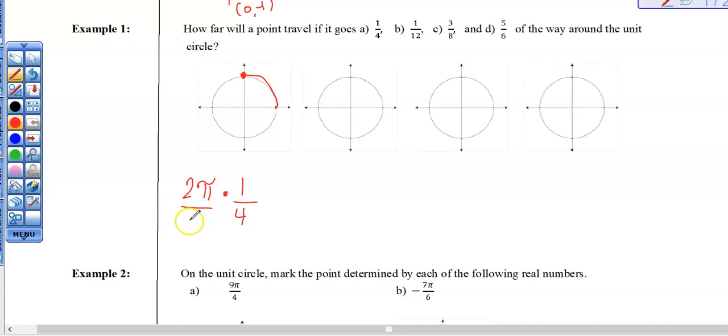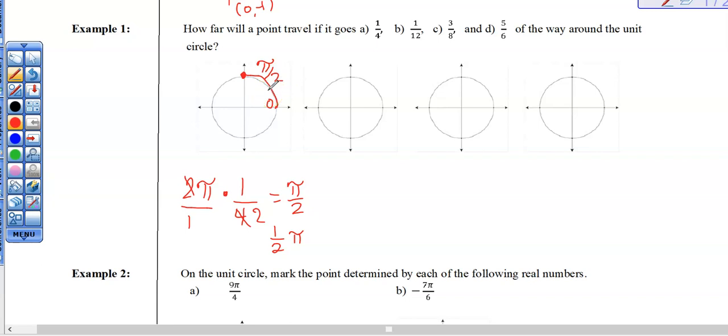I'm going to go ahead and put a 1 under that just so I can cross simplify. So 2 goes into 4 twice, and that gives us pi over 2, or if you'd rather, 1/2 of pi. So what we just determined is that if this is 0, then the distance from here to here is pi over 2, or pi cut in half.